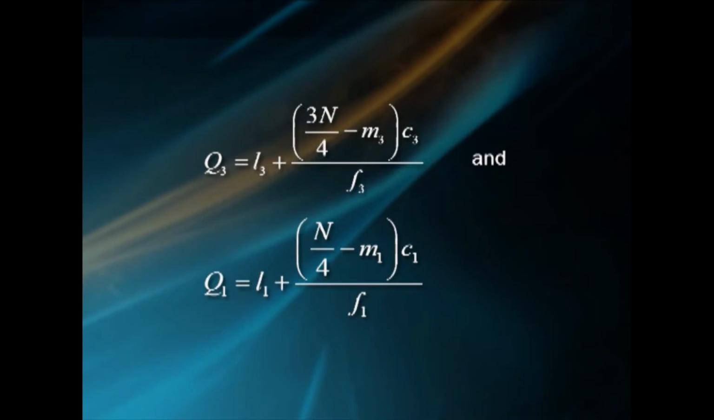If the observations are given in the form of a frequency table, we know the method of finding Q1 and Q3 by the expressions Q3 equal to L3 plus (3n by 4 minus M3) into C3 by F3 and Q1 equal to L1 plus (n by 4 minus M1) into C1 by F1.